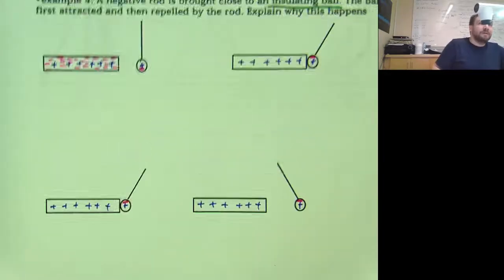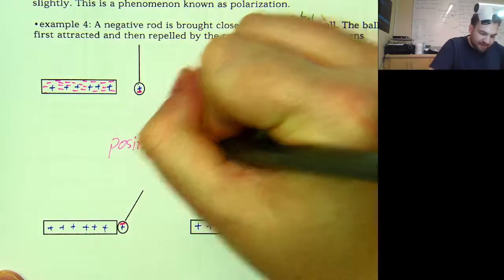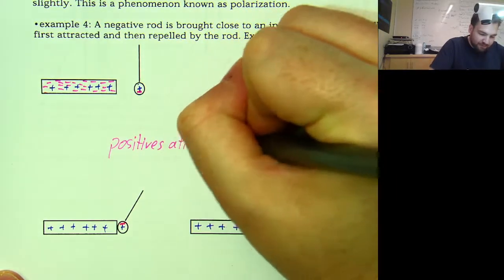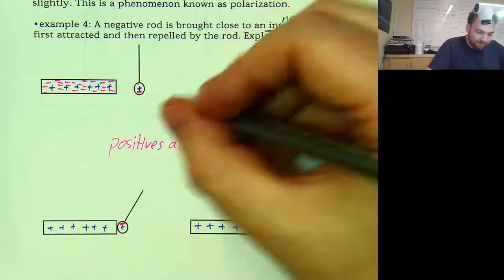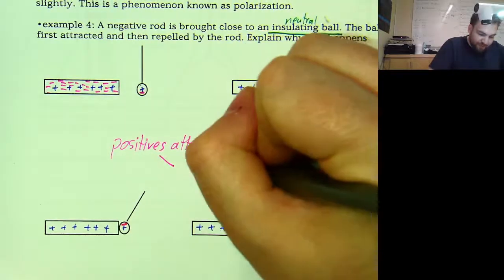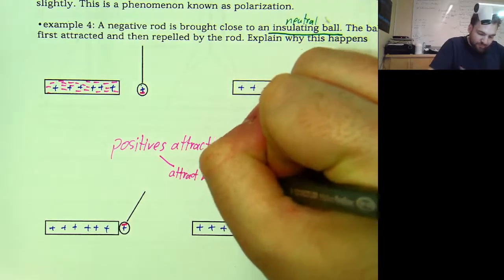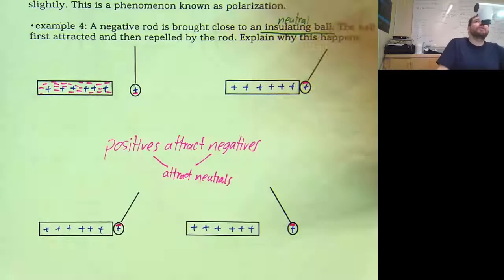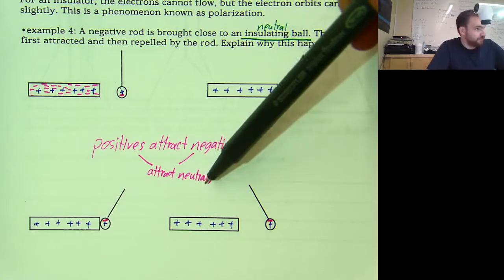So, maybe I have to write that down here. Positives attract negatives. So positives and negatives attract each other. Both of these guys attract neutrals. So if you have a neutral charge, positives attract negatives, positives and positives repel, negatives and negatives repel. 2 neutrals don't do anything, but positives and negatives both attract neutrals.